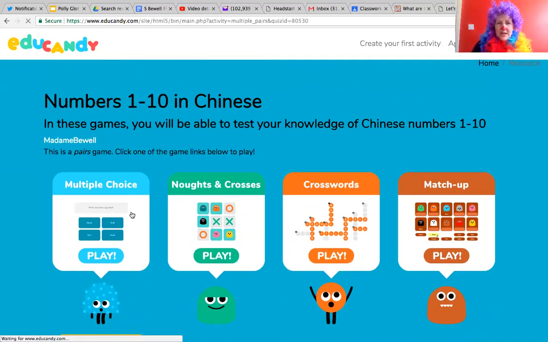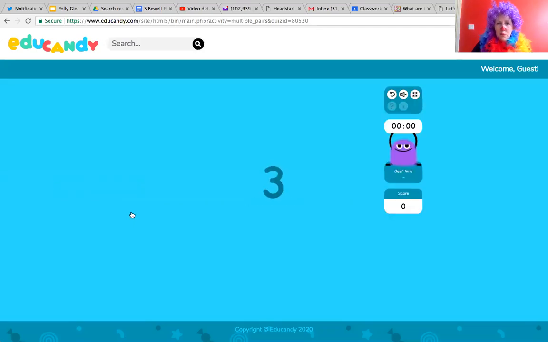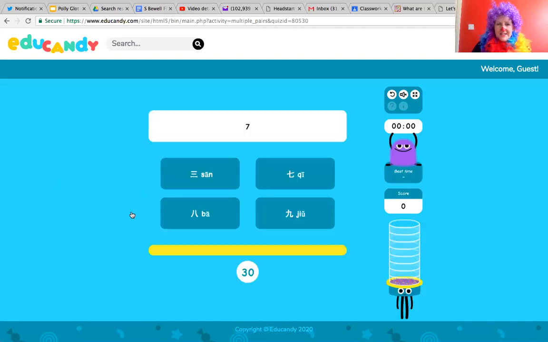So if I click on here, it will take me to a different screen. And what I've done is I've inserted the numbers in English and in Chinese. So the number 7, 1, 2, 3, 4, 5, 6. So let's see if we're right with qī, and we've got the symbol there as well as the number. Number 3, 1, 2, 3. So that would be 3. Oh, this is testing for my Chinese. 1, 2, 3, 4, 5, 6, 7, 8, 9, 10. So jiǔ, we're going to go for that one.